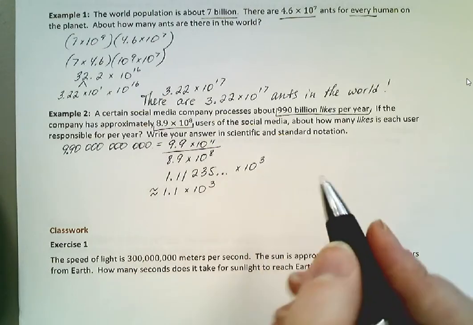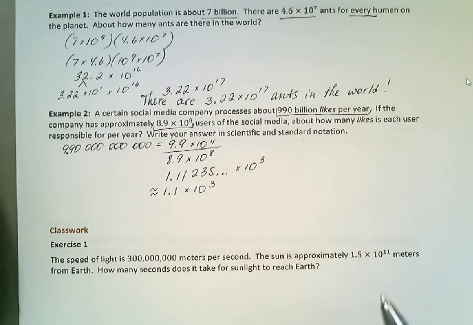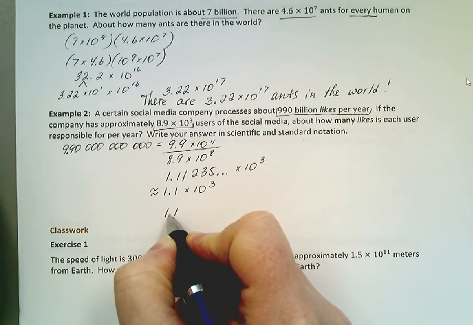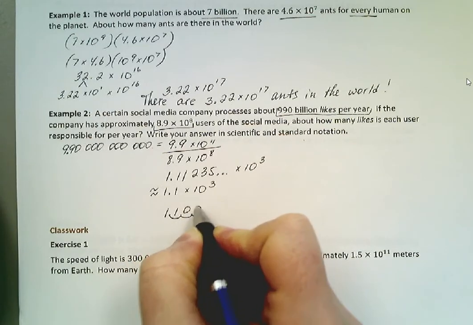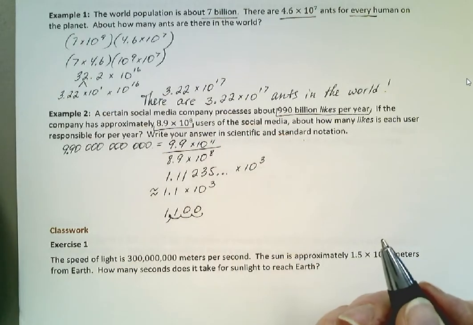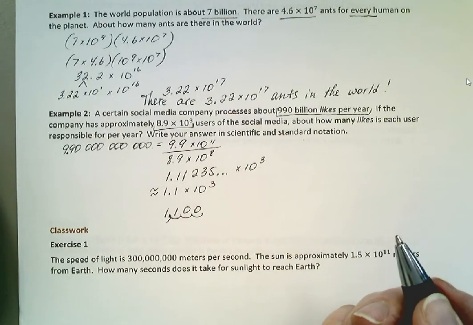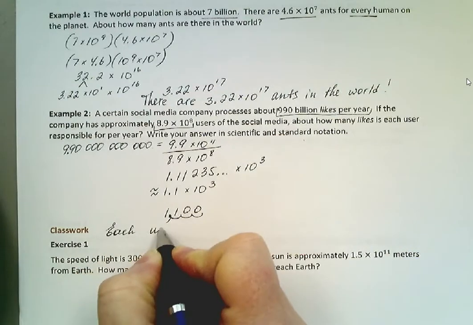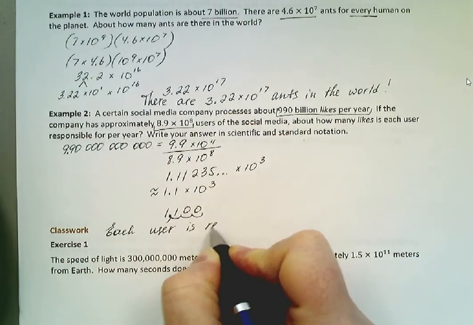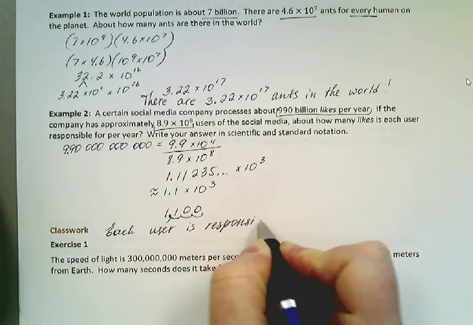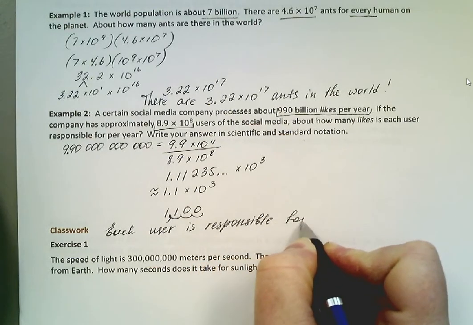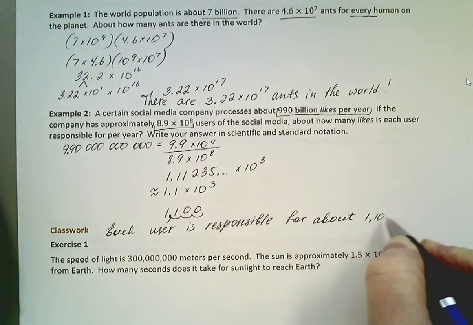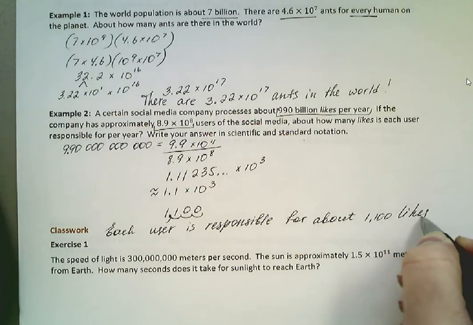And now let's change it into standard form because we do need to write that number in standard form. 1.1, and I'm moving my decimal 3 spaces to the right. 1, 2, 3. It's 1,100. And the answer to this problem is each user is responsible for about 1,100 likes per year.